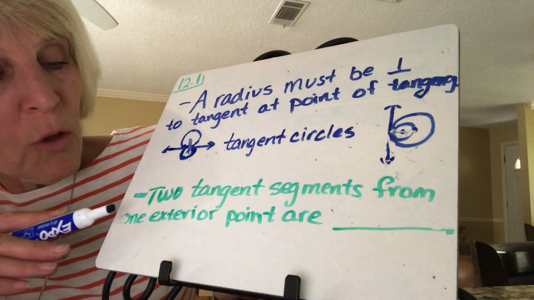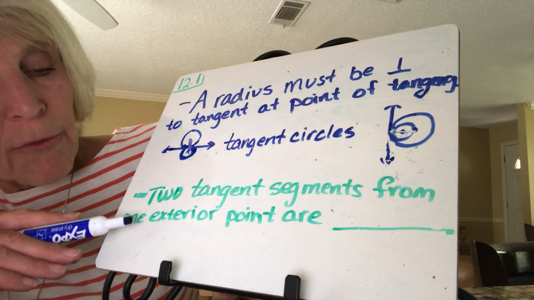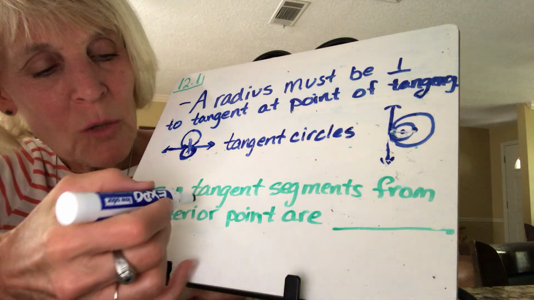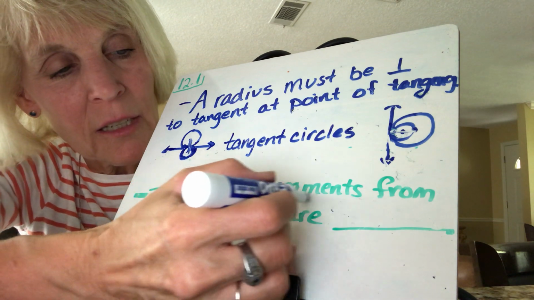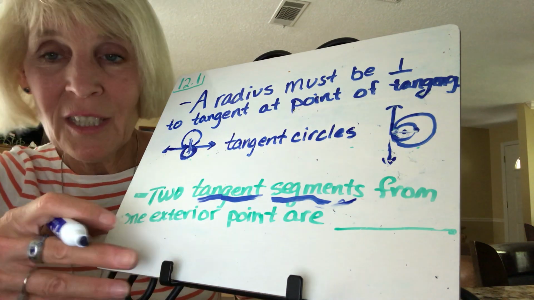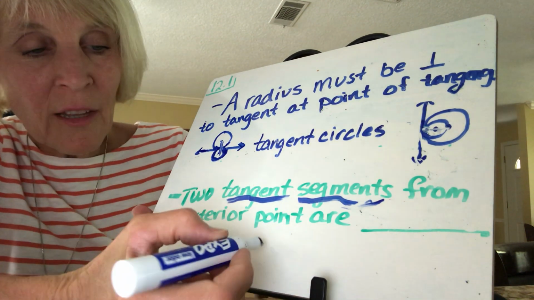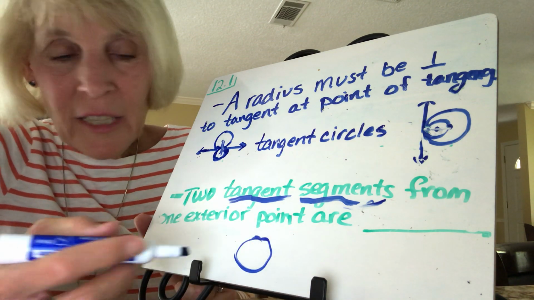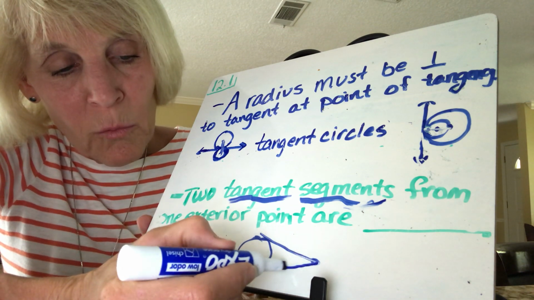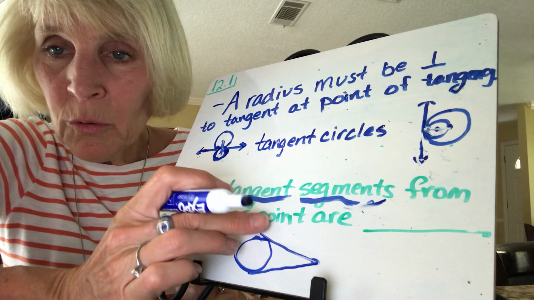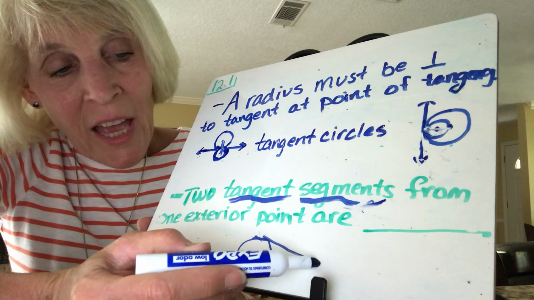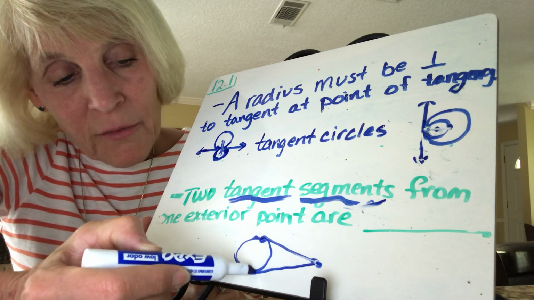And our second fact in 12.1: two tangent segments from the same exterior point are blank. Now, take a look first at what I mean by tangent segments. We talked about a tangent as being a line. Tangent segments then have to be part of the tangent line. So if I have a circle and I want tangent segments from one exterior point, I'm going to come out here, one exterior point, and I'm going to end up with two tangent segments. They're part of tangent lines, if I went on and on, but it starts at the exterior point and stops on the point of tangency.